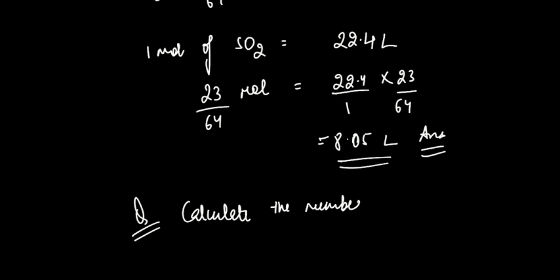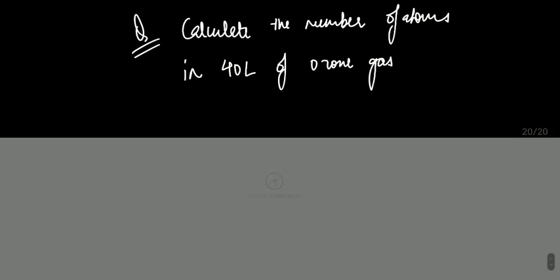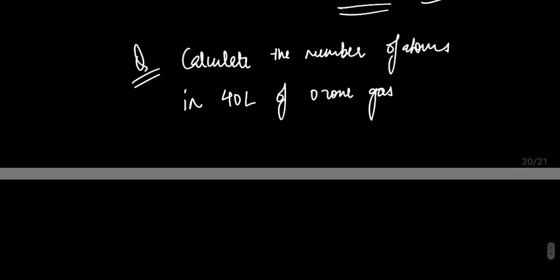Calculate the number of atoms in 40 liters of ozone gas. So in this question, if you can see, they are giving us ozone gas. So I hope you should know about ozone chemical formula. It's O3. Three oxygen atoms covalently bonded with each other to form one molecule. Now they're asking number of atoms in specifically how much volume, and they're asking in 40 liters. So how can we proceed?